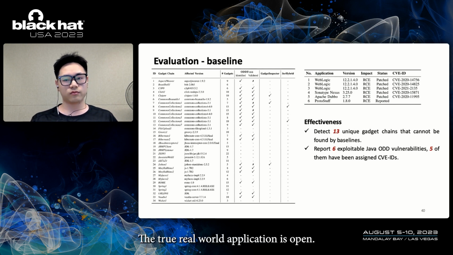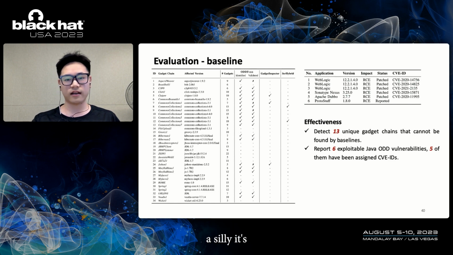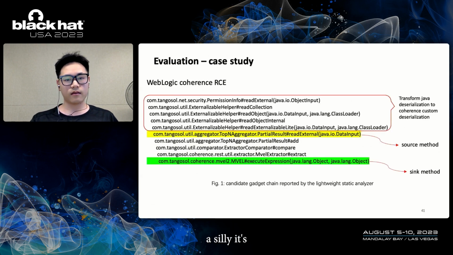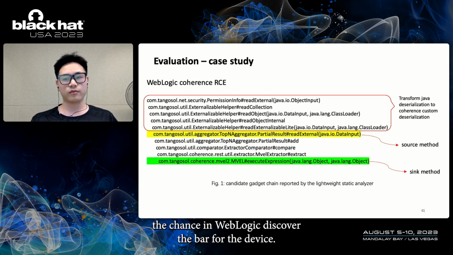When applied to real-world applications, ODDFuzz successfully detects 6 previously unknown gadget chains. 5 of them have been assigned CVE IDs. And in this part, I will analyze a real-world gadget chain in WebLogic discovered by ODDFuzz.